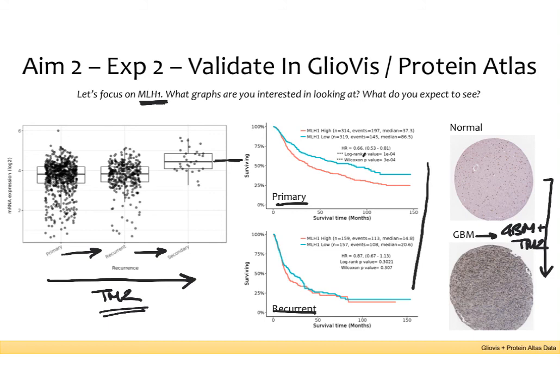So if GBM plus TMZ had even more expression of MLH1, and that expression of MLH1 was associated with longer survival, then that would be interesting. But normal versus GBM is not telling us very much about the question we're actually asking. So while these resources are very, very useful, it's important to look at the right graphs to answer the question you're actually asking. And in this case, I would say this graph here is the one that's the most applicable and the one that's the most interesting.